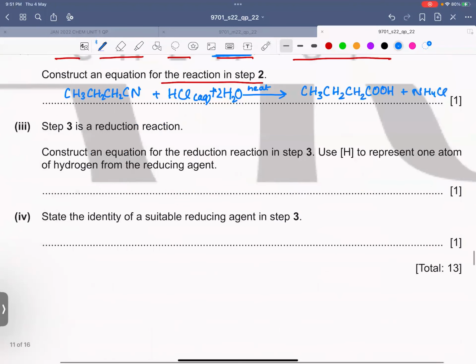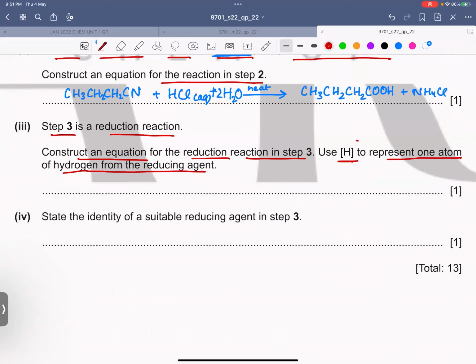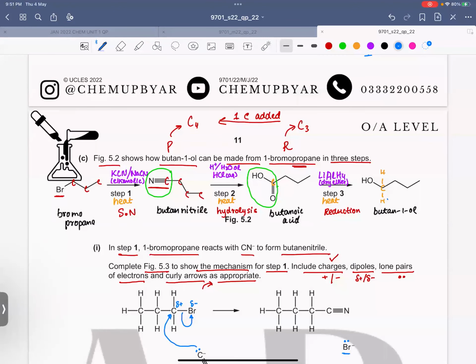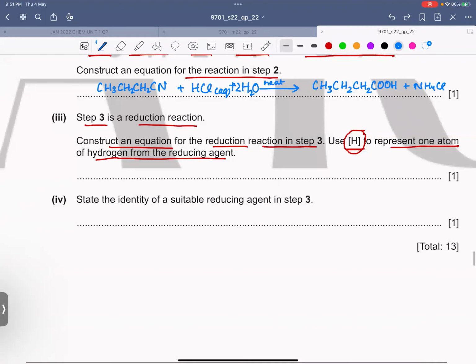Okay. Now, step 3 is a reduction reaction. We just discussed: construct an equation for the reduction reaction in step 3. Use atomic hydrogen to represent one atom of hydrogen from the reducing agent. So instead of the reducing agent, you have to use this. And in step 3, the carboxylic acid that we have formed is turning into a primary alcohol.